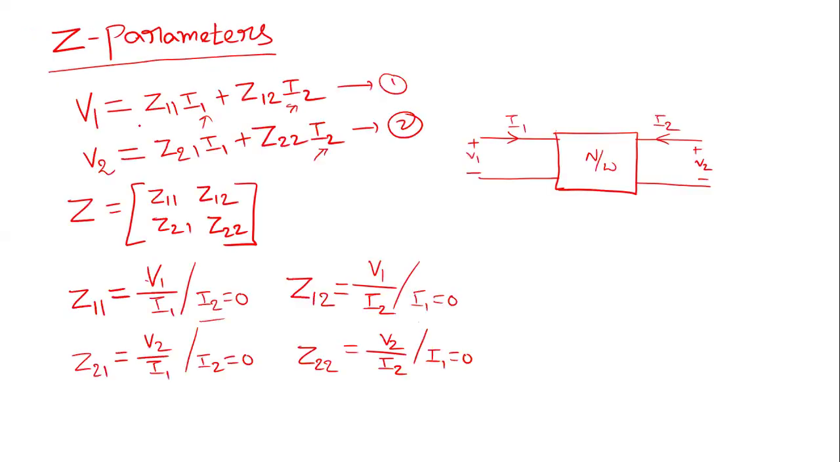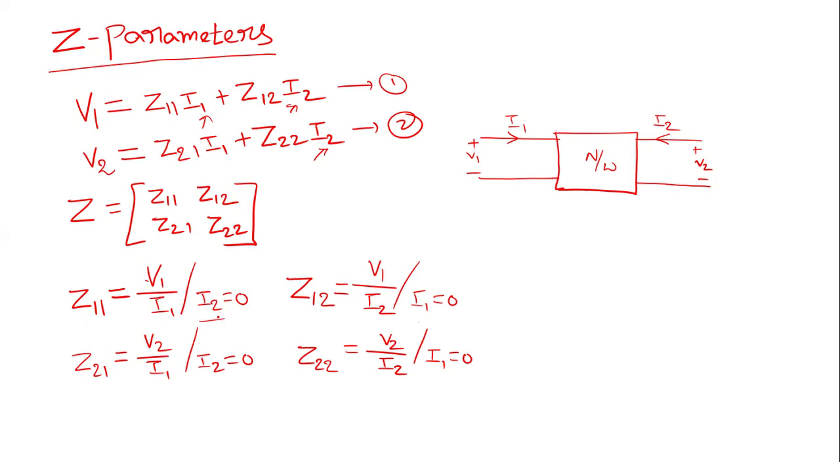Now let us see the other parameters. The second parameters are Y parameters. Y parameters are also called short circuit admittance parameters, whereas Z parameters are called open circuit impedance parameters.